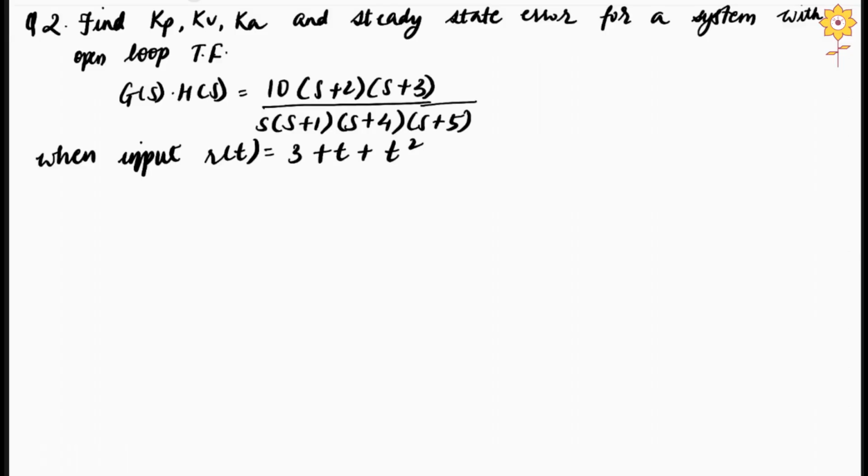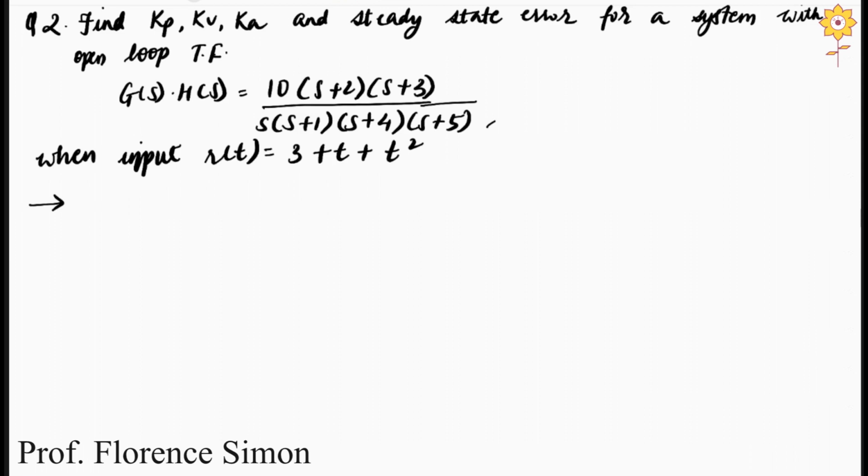In this video, we will be discussing a numerical on unity feedback system. Here the question is where we have to find Kp, Kv and Ka and steady state error for the system with open loop transfer function. They have also given us the input R of t is equal to 3 plus t plus 3t square, right. So, here let us start solving the numerical.